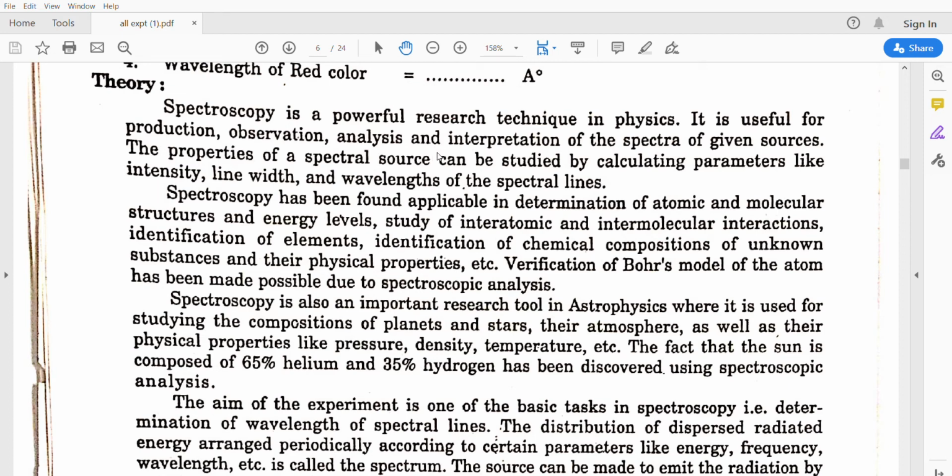This is the grating, a small rectangular grating having 15,000 lines per inch. When the white light coming from here falls on this grating, where a small slit will be there, it splits to both sides of the collimator into colors. We can observe those colors from the eyepiece.